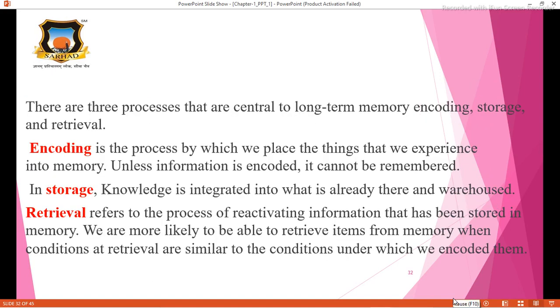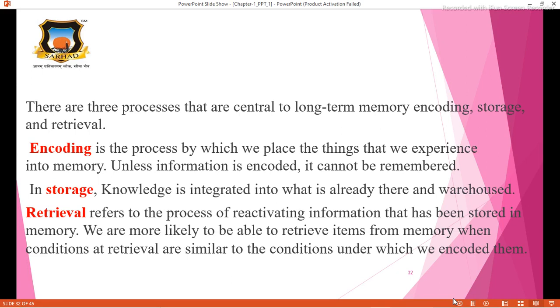So there are three processes that are central to long-term memory, that is encoding, storage and retrieval. The concept is encoding. Encoding is the process by which we place the things that we experience into memory. Unless information is encoded, it cannot be remembered. अगर हमें इंफॉर्मेशन रिमेंबर करनी है तो पहले वो इंफॉर्मेशन एनकोड होनी चाहिए.